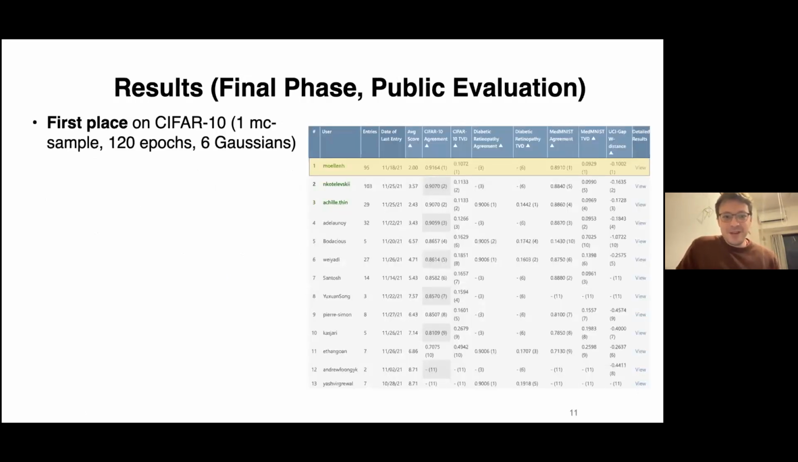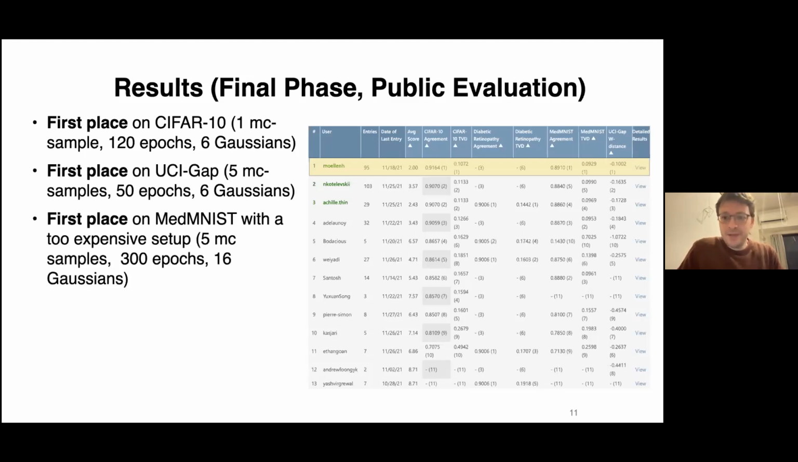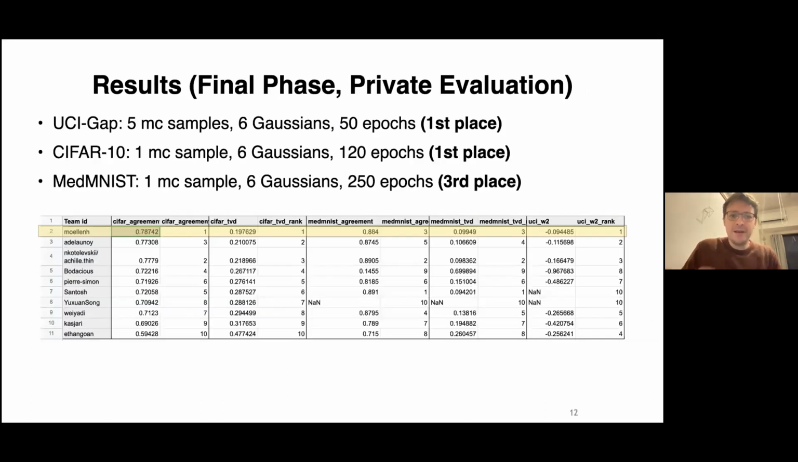So for this public evaluation phase, we got first place on CIFAR-10 with a method which used one MC sample, 120 epochs, 6 Gaussians, also on UCI gap. And on MedMNIST, we could only get first place with a very expensive setup using 5 MC samples, 300 epochs, and 16 ensemble members. And this was too expensive. And with a cheaper solution, we did not manage to get to the first place. We only arrived at the fourth place.